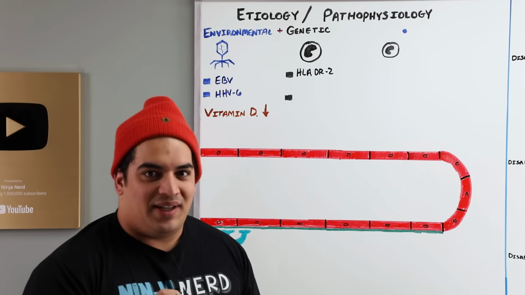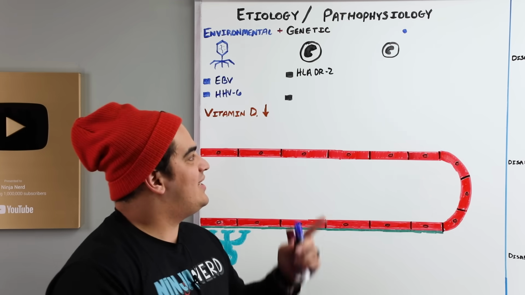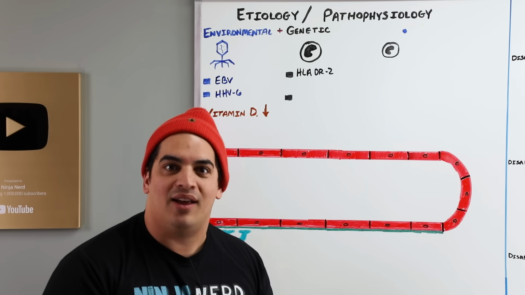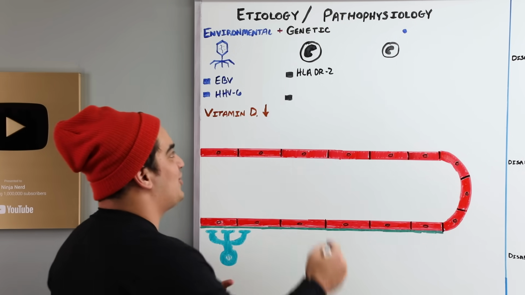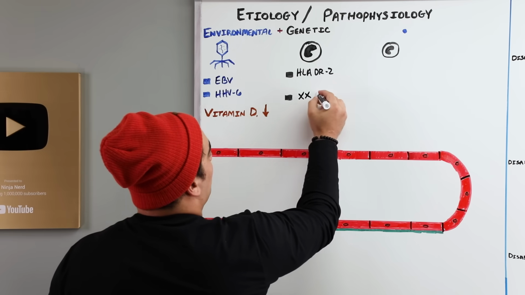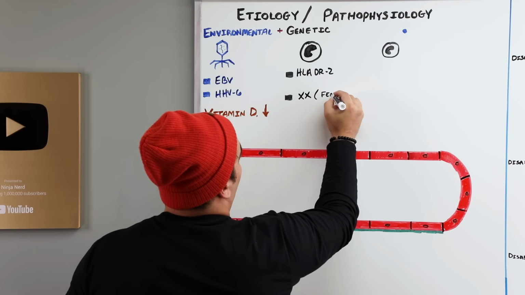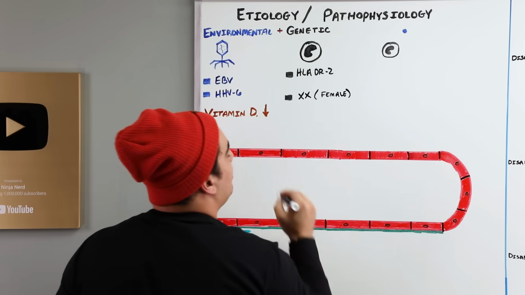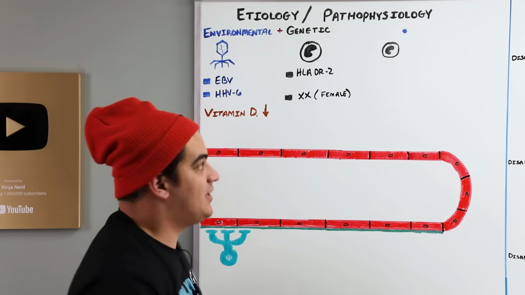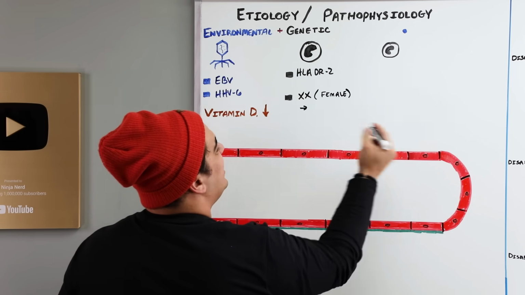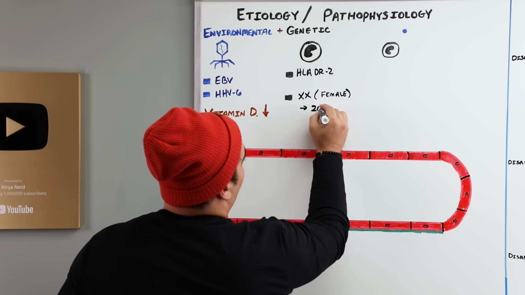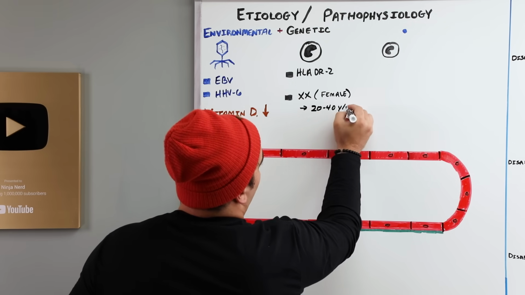The other thing that we see with the genetic component here is that it seems to be more common in those with the XX chromosome, so those who are biologically female. And to add on to that, an epidemiological aspect of this, we see this primarily in younger females, generally anywhere from 20 to 40 years of age.